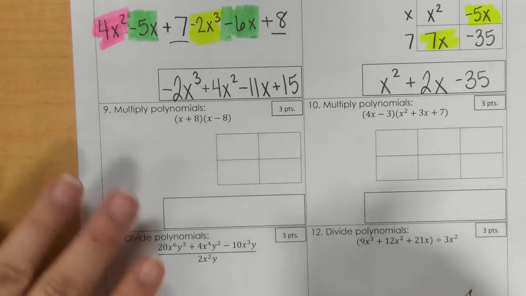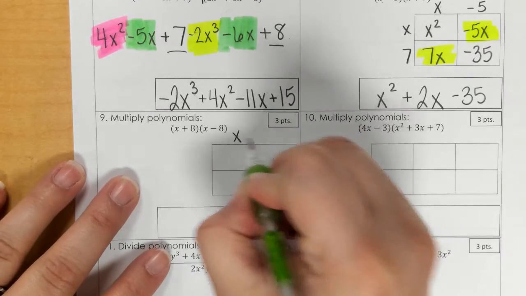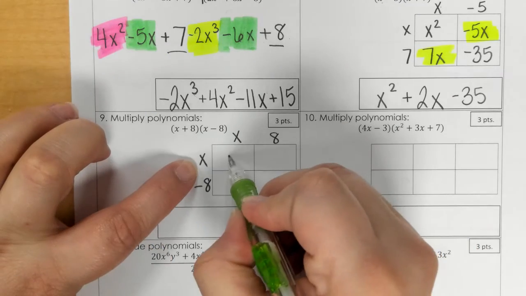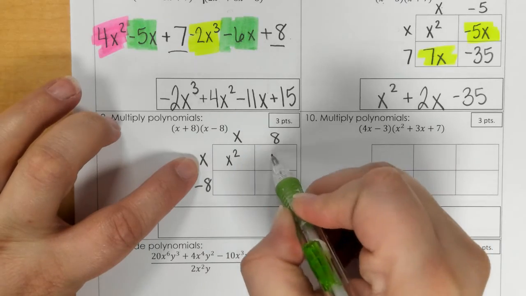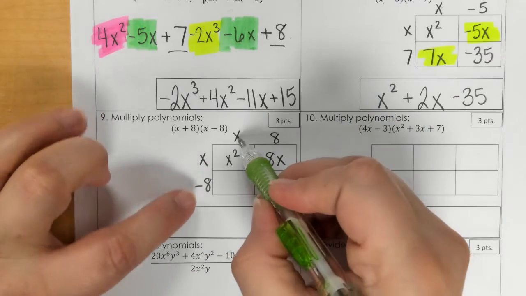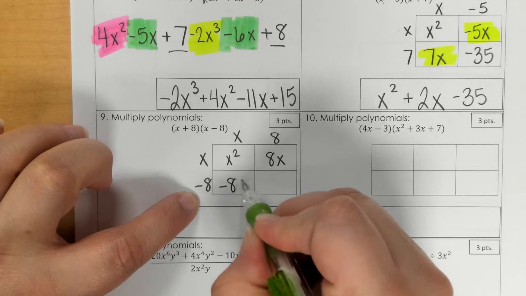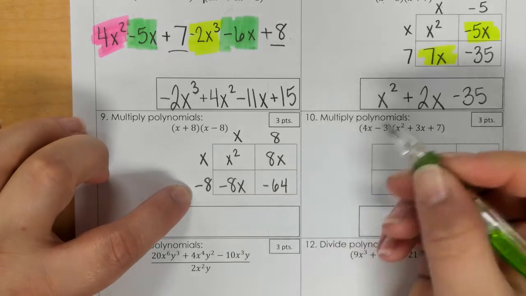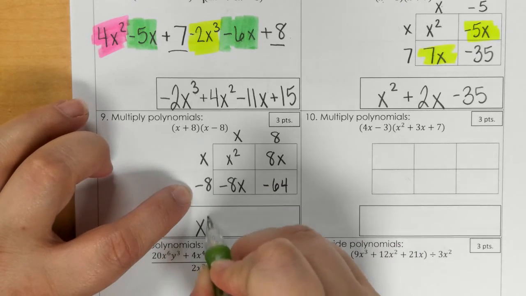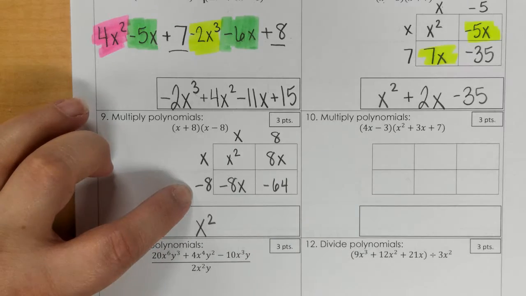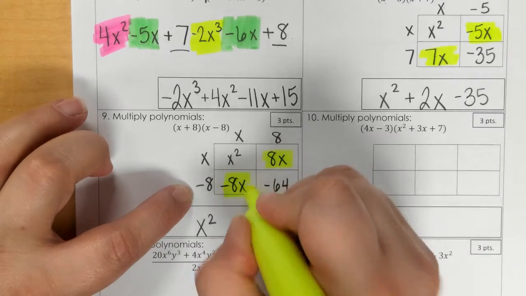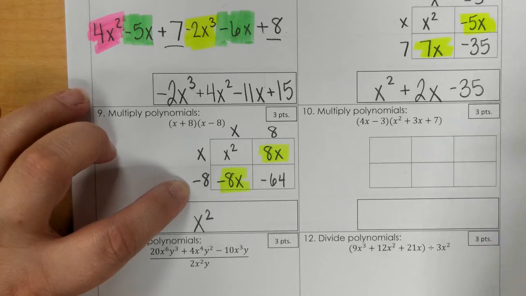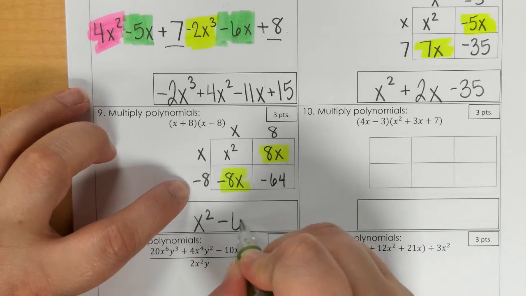In number 9, same thing, I need a label. So I've got x and 8, x and negative 8. So x times x is x squared. 8 times x is 8x. X times negative 8 is negative 8x. And 8 times negative 8 is negative 64. So again, I've got the x squared. We see that 8x minus 8x, this gives you a 0. So I'm not going to have to write anything down for that. And then I would bring that negative 64 down.